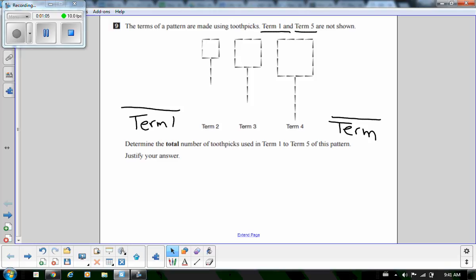EQAO is starting to feel a little bit scared. Oh, you smell what Mr. Charles is cooking. That's right. Go. We read the next part to find out what the question is. Determine the total number of toothpicks used in term 1 to term 5 of this pattern. Total. Mr. Charles realizes they're not looking just to complete the pattern. They're looking to sum up the pattern at the bottom. So, how does he do this?